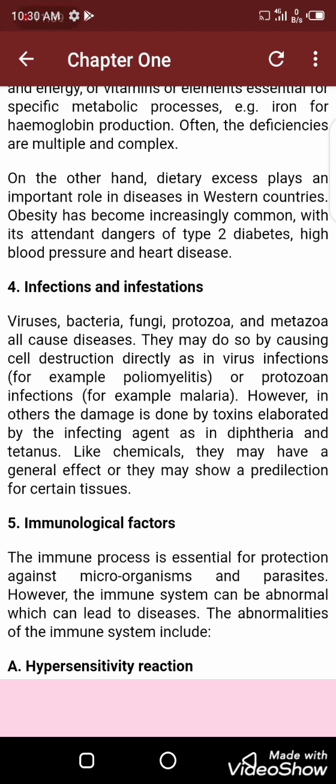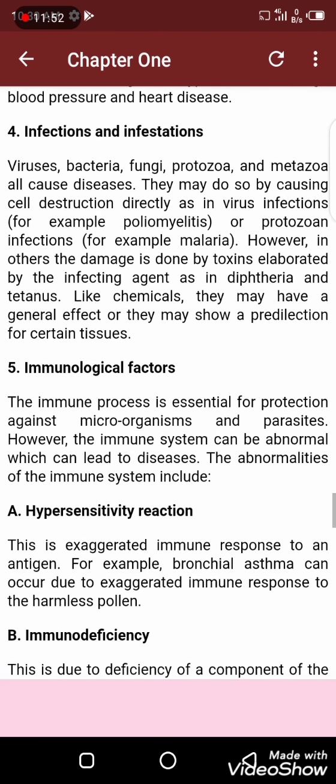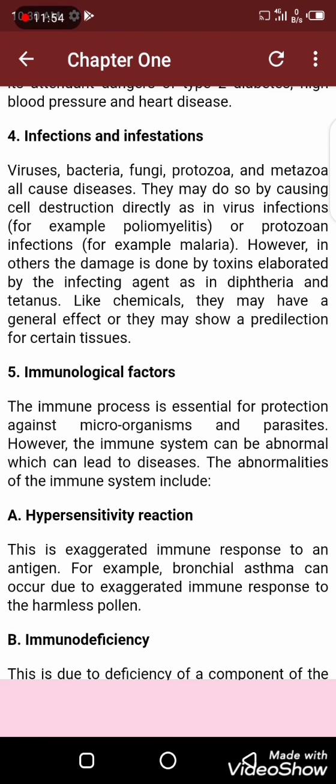On the other hand, dietary excess plays an important role in diseases. In Western countries, obesity has become increasingly common with its attendant danger of type 2 diabetes, high blood pressure and heart diseases. So we are coming to discuss infection and infestation. Viruses, bacteria, fungi, protozoa and metazoa all cause diseases. All these are the factors that cause diseases in humans.